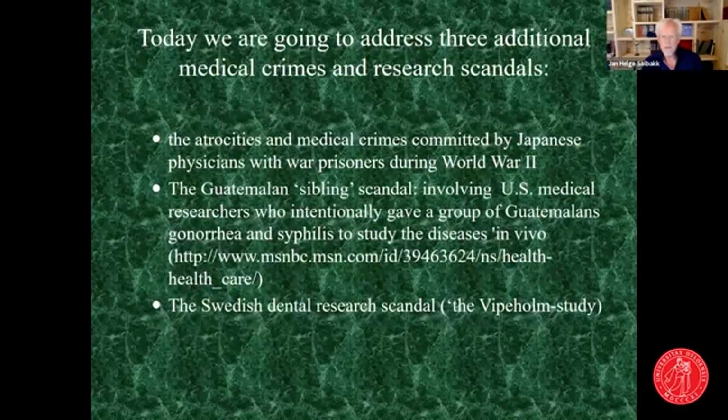Today we are going to address 3 additional medical crimes and research scandals. First, the atrocities and medical crimes committed by Japanese physicians with war prisoners during World War II. Second, the Guatemalan sibling scandal, which involved US medical researchers who intentionally gave a group of Guatemalans gonorrhea and syphilis to study the disease in vivo. And finally, the Swedish dental research scandal, the so-called Vipeholm study.